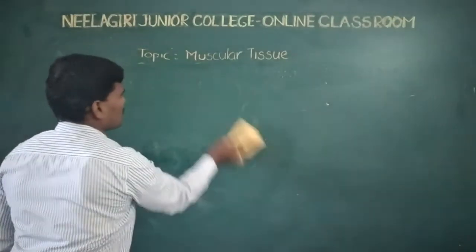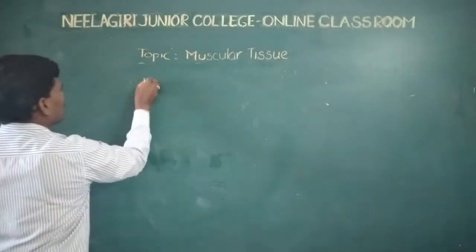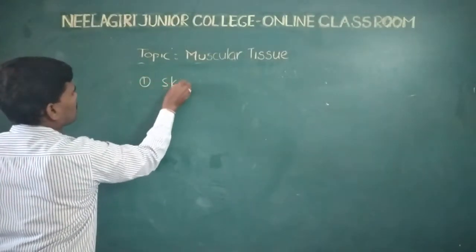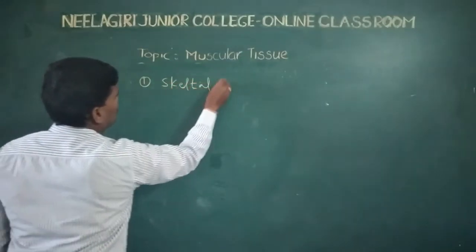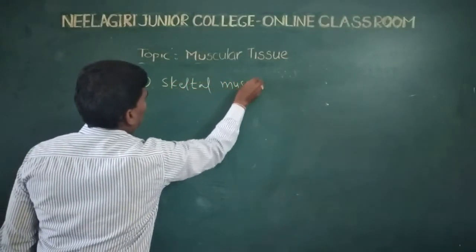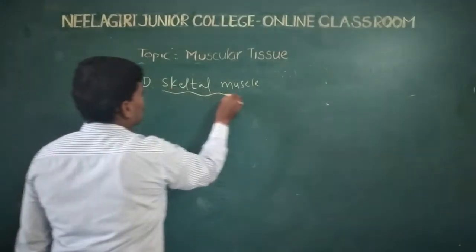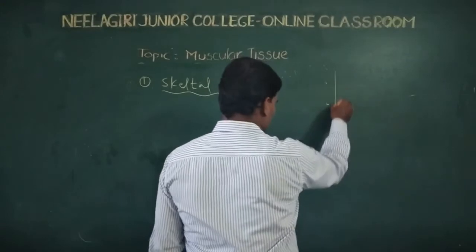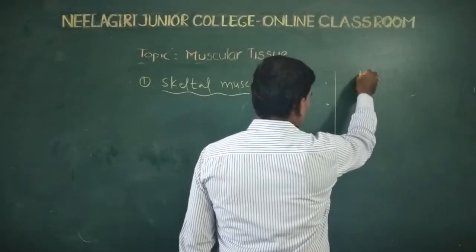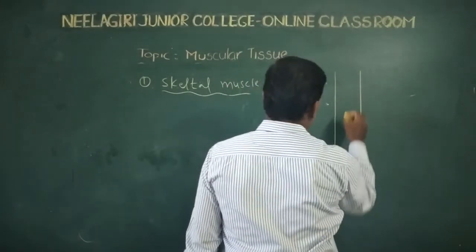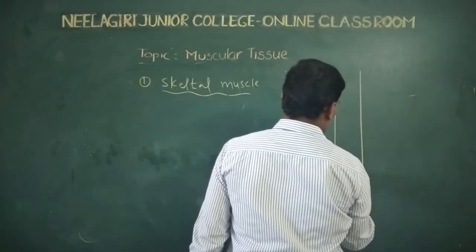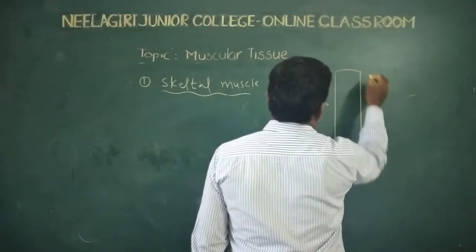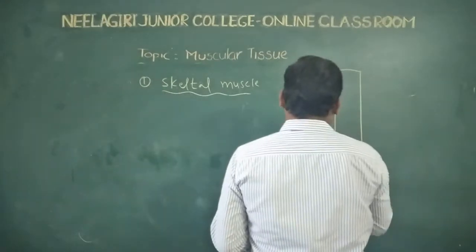skeletal muscles. The first one, skeletal muscles. So skeletal muscles are striped muscles. So, skeletal muscle structures. Now let's see skeletal muscles.